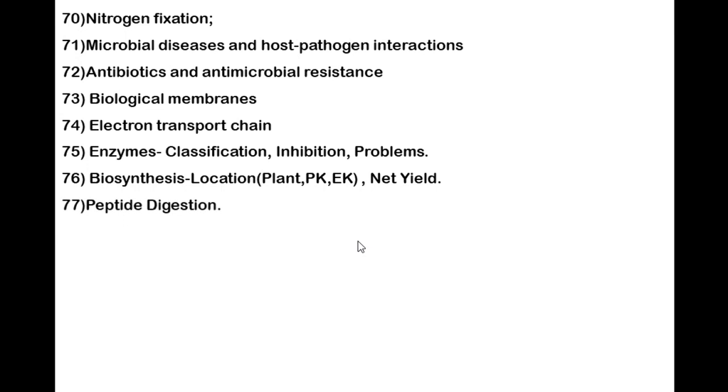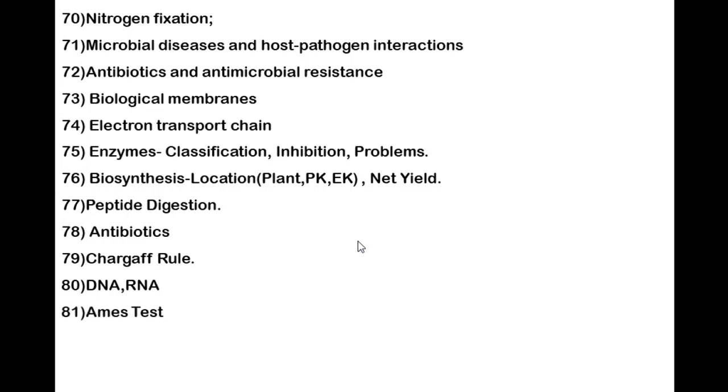Next is peptide sequencing technique. Next is antibiotics, as I mentioned earlier. Next is Chargaff's rule. Next about the DNA, RNA, and different forms of DNA like A-DNA, B-DNA, Z-DNA. Next is about Ames test and operon concept: lac, trp, and ara. These are very important. And about pedigree analysis. Okay, so both theory and problems of pedigree analysis you need to cover. So these are the important topics. So first concentrate on these important topics and then go.